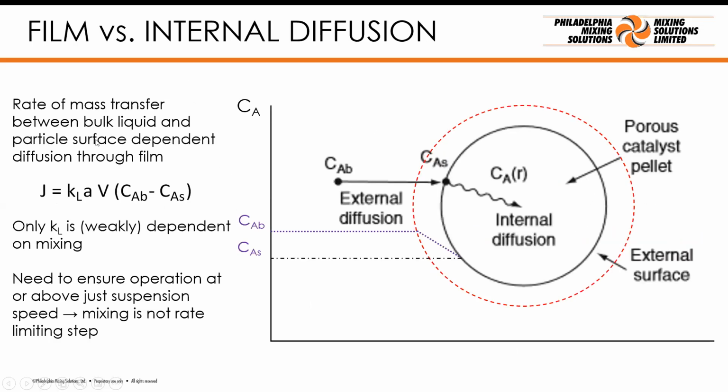So the rate of mass transfer that we can affect through mixing is the diffusion through the film, and this is back to your comment. So the concentration at the surface is smaller than the concentration in the bulk. We have a concentration gradient through the film. But this is the only thing that we can affect through mixing. The only way to increase the rate of the process once we're operating at the optimum just suspended speed is to make the particles smaller, to reduce the distance over which the internal diffusion has to occur.